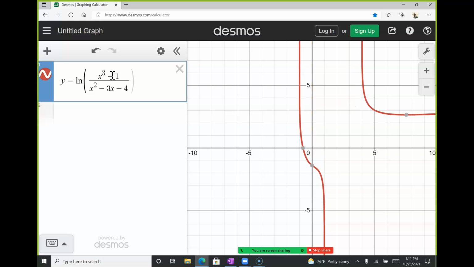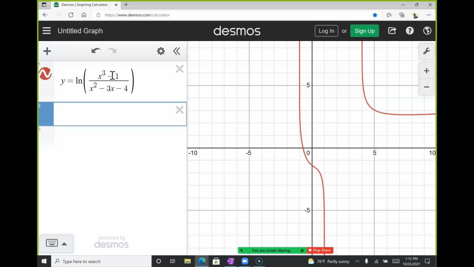And I can see where my function exists; the shadow on the x-axis is the domain. And I'll make it a little bit easier to see. Well, you should be able to see between minus 1 and 1 and bigger than 4, for sure. Between minus 1 and 1, I have my ln function, and bigger than 4, I have my ln function.